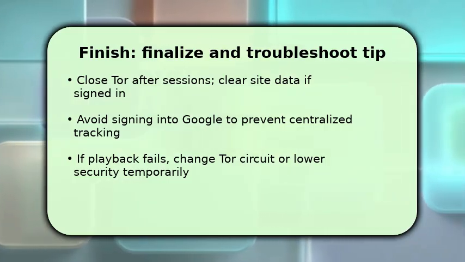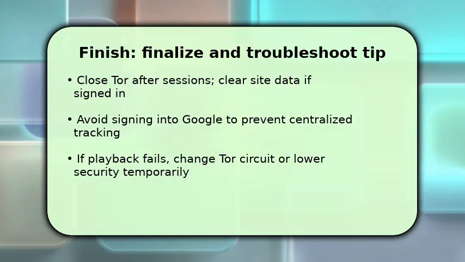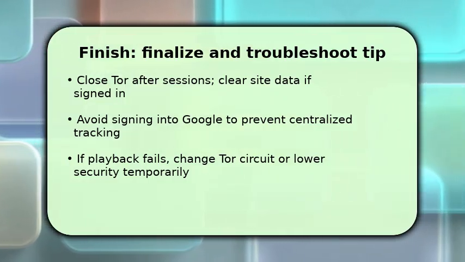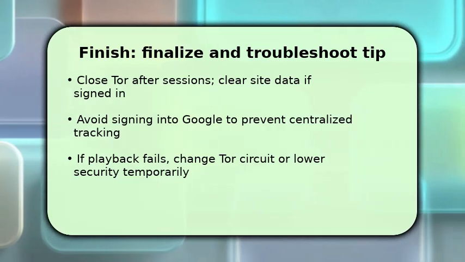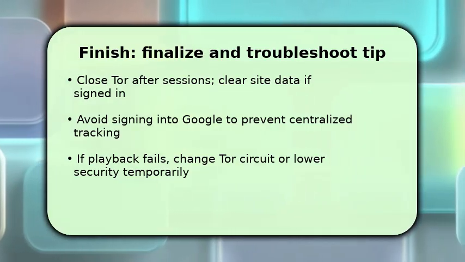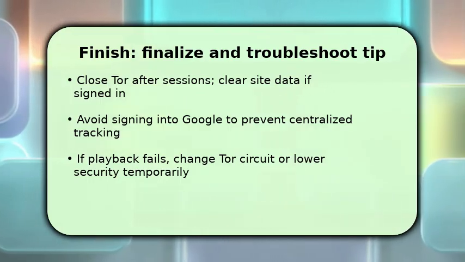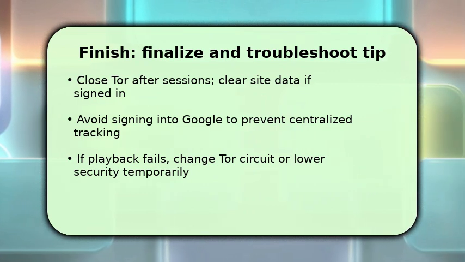If videos stutter or refuse to play, change your Tor circuit or open a new Tor window. This often fixes slow or throttled relays. As a final troubleshooting tip, if playback still fails, temporarily lower the security slider and permit media features. Then restore your prior settings once playback completes.